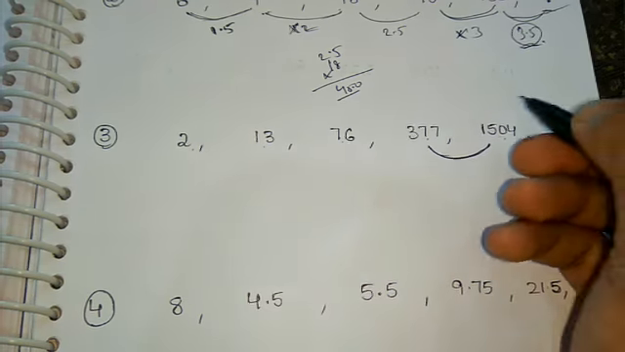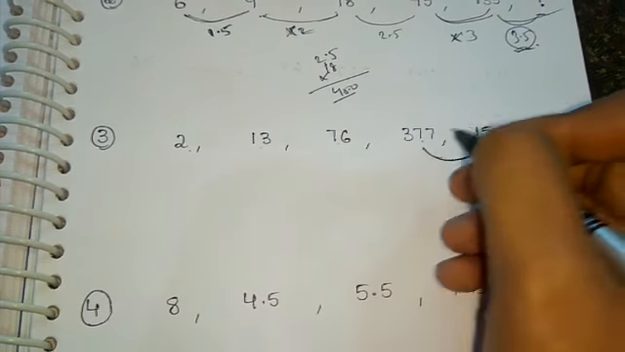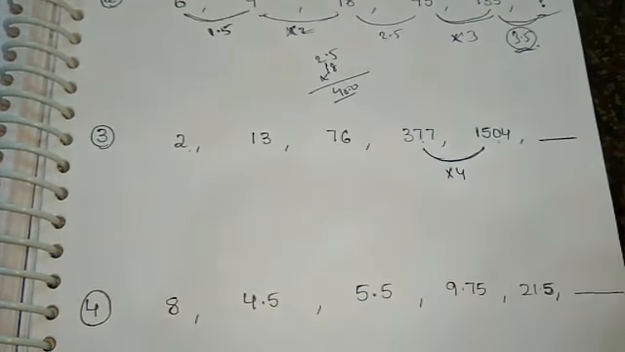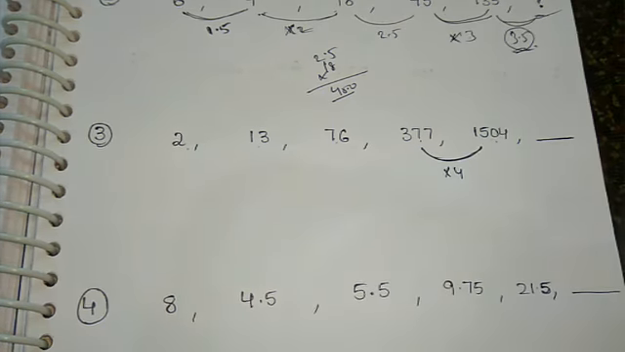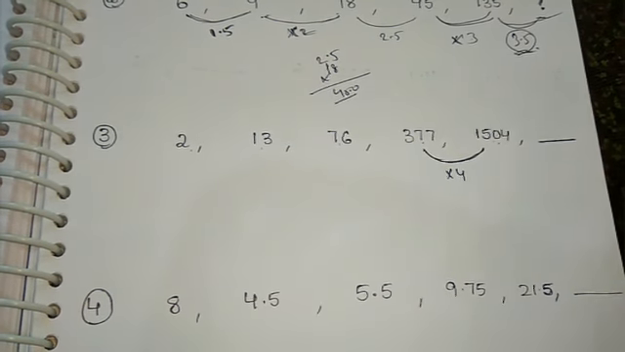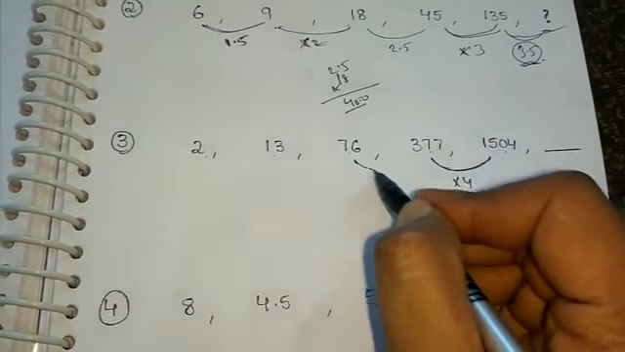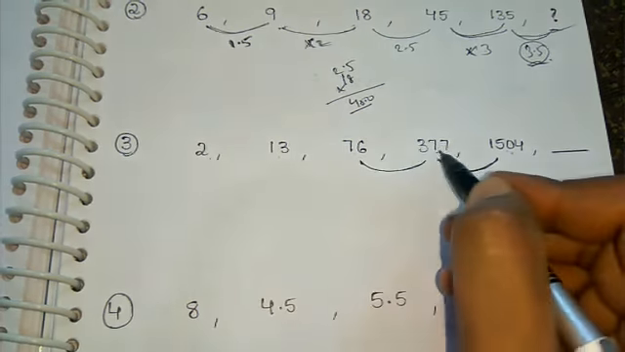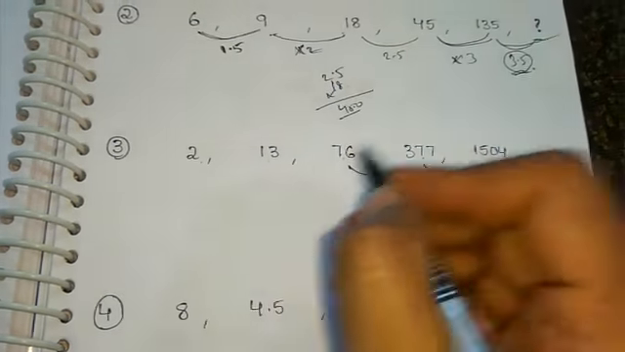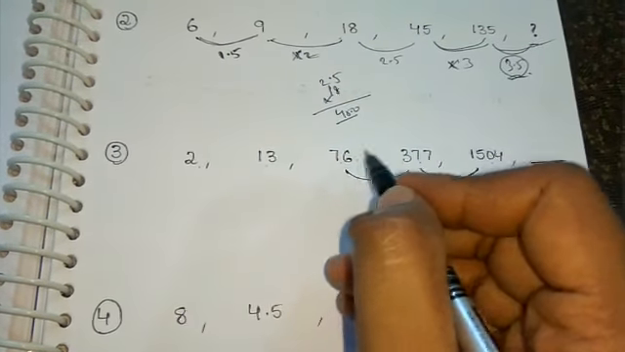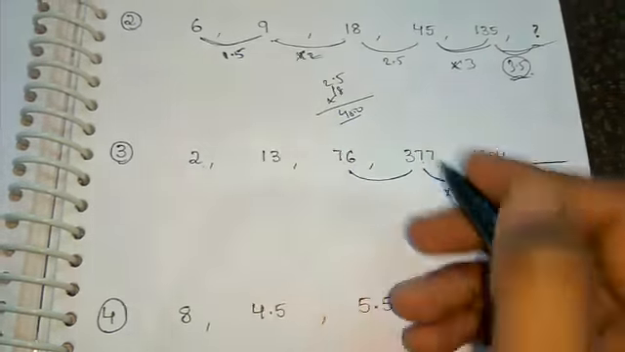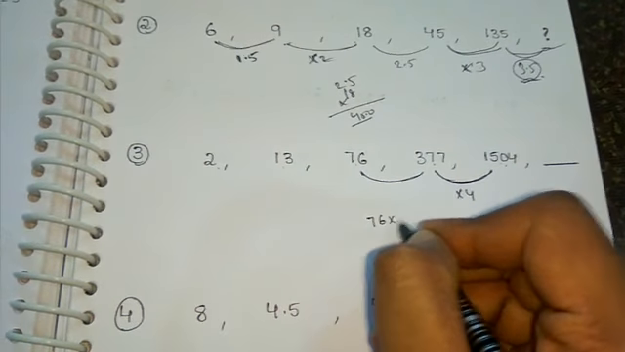So 300 into 5 is 1500. So maybe it may be multiplied by 4 and added by something. Maybe there is a possibility. So now see here. Okay, 76 into how much will be 377? 76 into 5, into 6 it will be more than that. We should check the into 5 value.